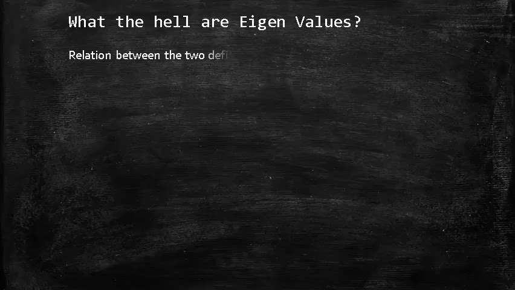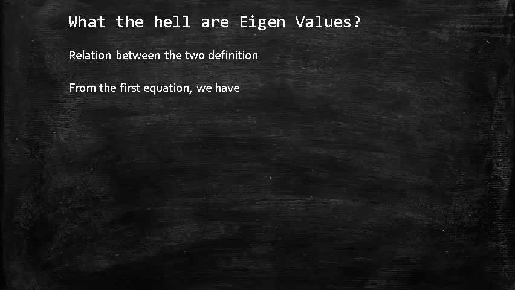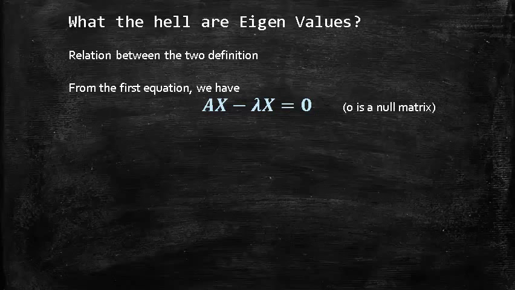Now, what is the relation between the two definitions? You must be wondering how this definition that is used for calculation purposes arrives from the first definition that we looked at. The first definition was A times x is equal to lambda x. Now, how did we get to this definition involving determinants from this first definition? Don't worry, we will see that. From the first equation we have A times x minus lambda times x must be 0. Here 0 is a null matrix, not a constant, because we are not dealing with determinants, we are dealing with matrices and vectors, so it has to be a null matrix.